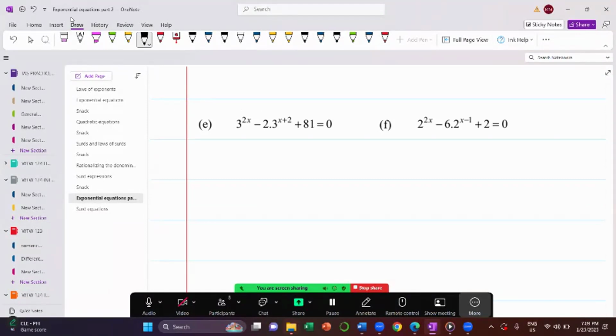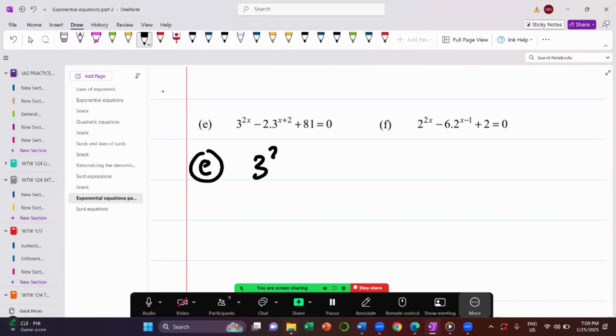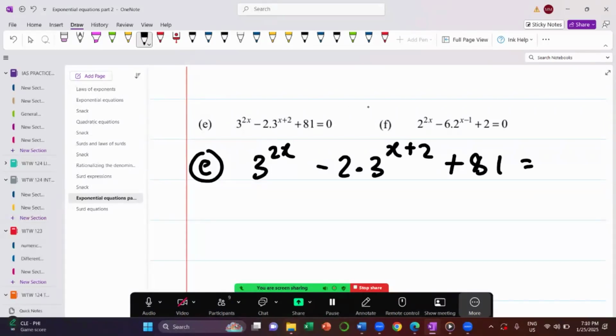So let us continue with problems of this type, right? What we just did was a type 2 problem, whereby we have to use the quadratic equation. So let's look at further problems of type 2 form. For problem E, I'm given 3 to the exponent of 2x minus 2 times 3 to the exponent of x plus 2 plus 81, all equal to what?